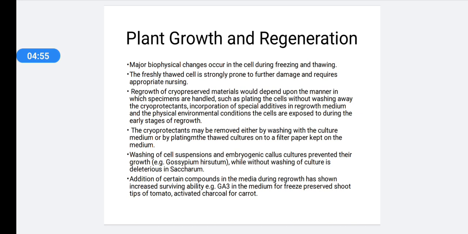Addition of certain compounds like GA3 in the medium has also been shown to increase the survival ability of the plants. GA3 is actually used in the case of tips of tomato or carrot. Activated charcoal is used for carrot. So addition of such compounds can actually increase the survival ability of the plants.